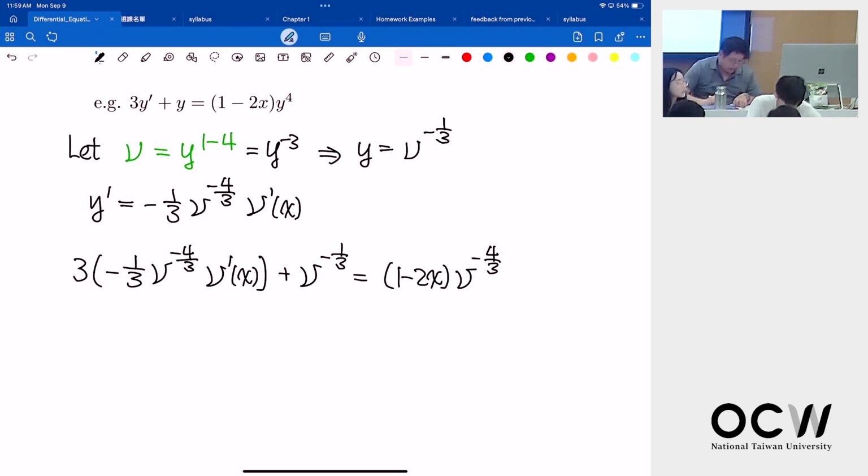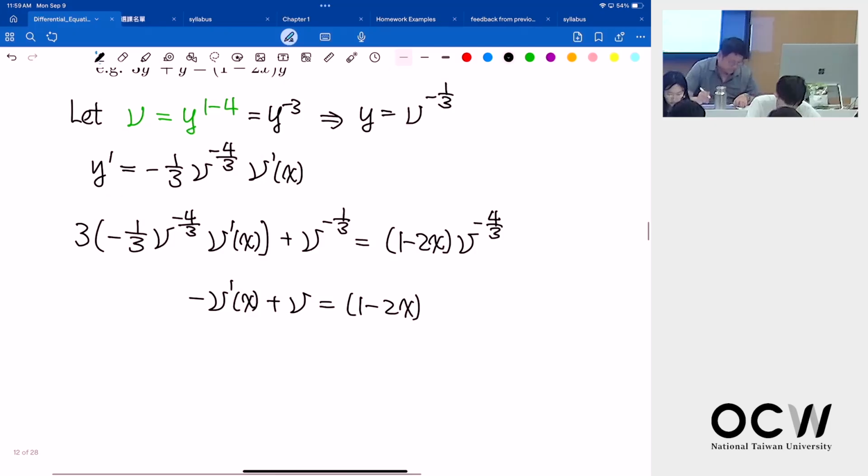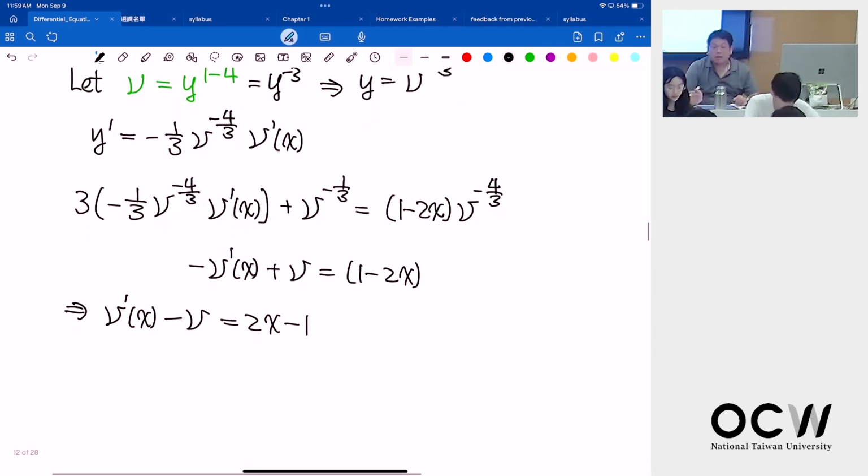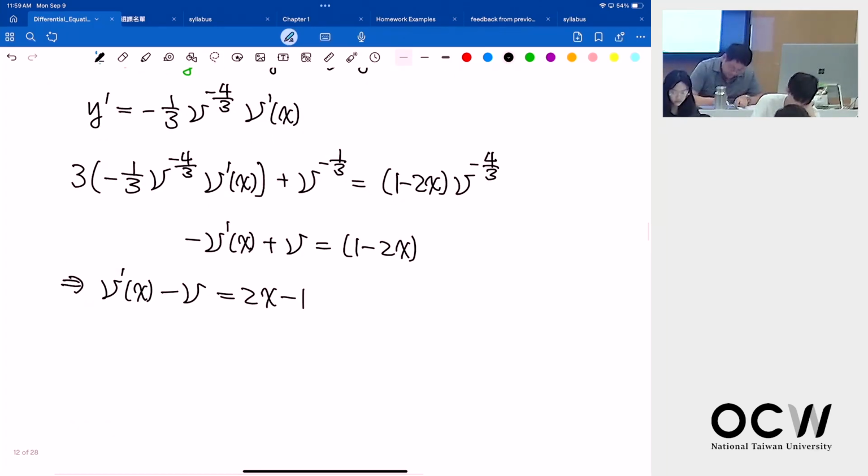Okay, and then you rearrange that, you'll get minus nu prime plus nu, that's 1/2 x, which means nu prime minus nu equals 2x plus 1, minus 1. This is a linear equation again. So finding the integrating function, the integrating factor.